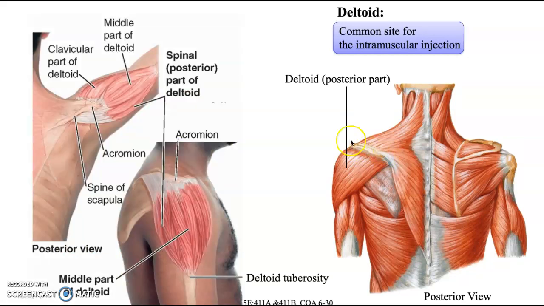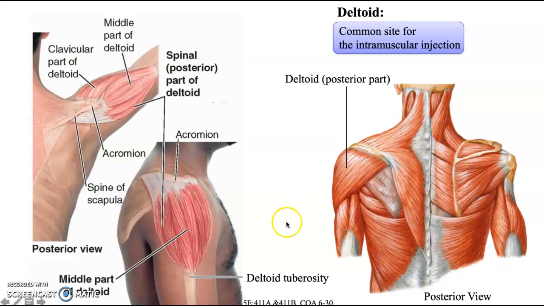Here you can see the whole proximal attachment. It extends from the clavicle to the acromion and the spine of the scapula, and its distal attachment is in the deltoid tuberosity, which is in the shaft of the humerus. Deltoid is a strong muscle, and its main function is the abduction of the shoulder.